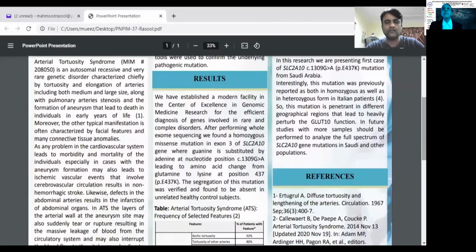In that we found a genetic mutation in the SLC2810 gene in the homozygous state. Interestingly, this mutation was found in both the heterozygous and homozygous state in Italian patients. So we are analyzing this mutation further using bioinformatics tools. Thank you so much everyone for watching this video.